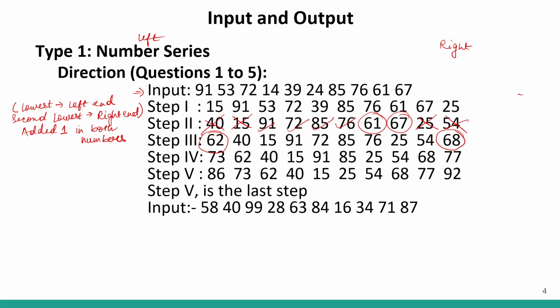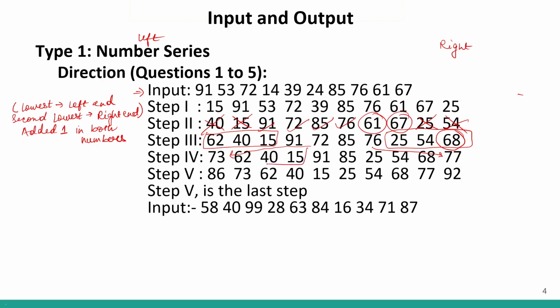In step 3, these three positions will be fixed, right? So now the lowest number will be 72, correct? So 72 plus 1 will come over here, which is 73. And the second lowest number will be 76, to which we will add 1 and it will come over here. Correct?